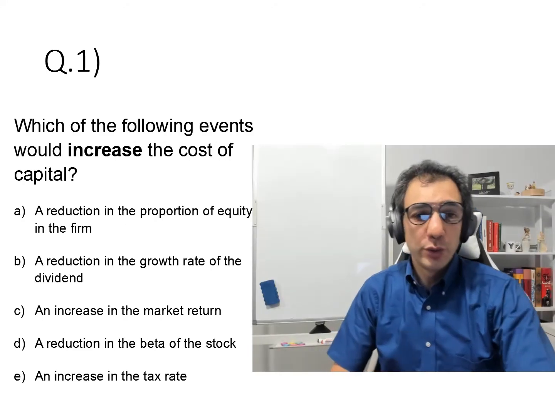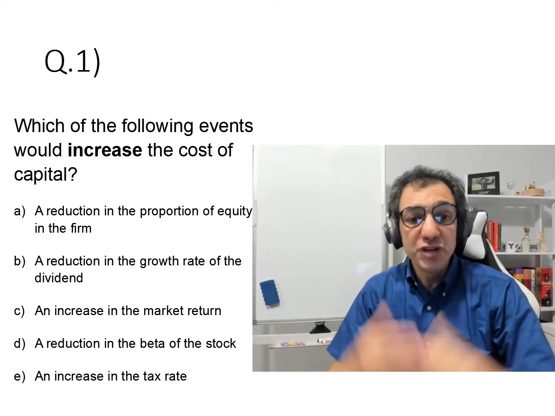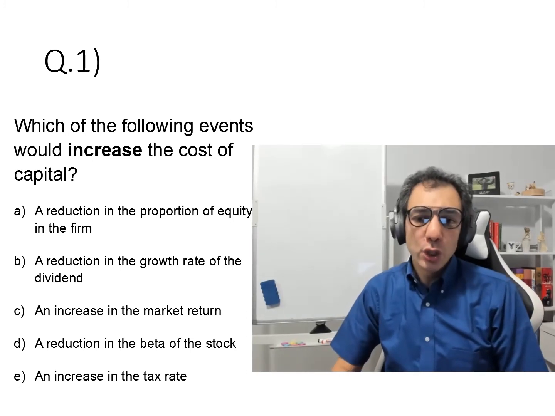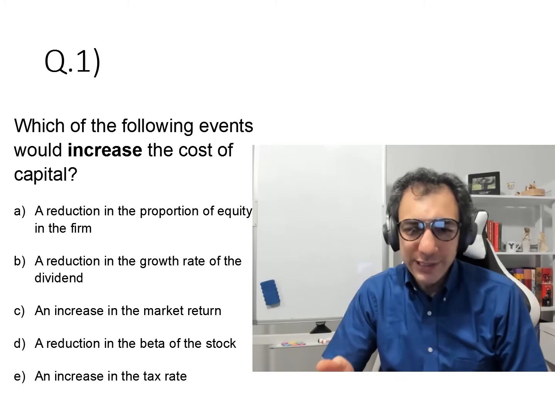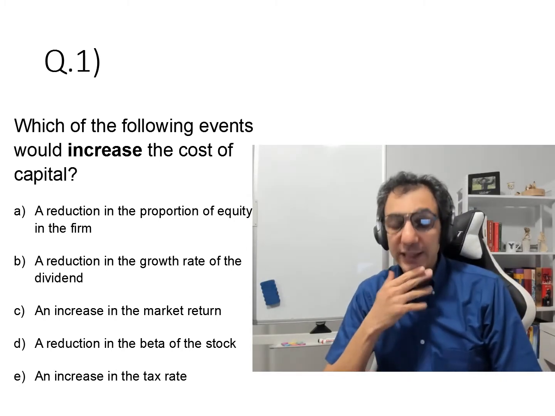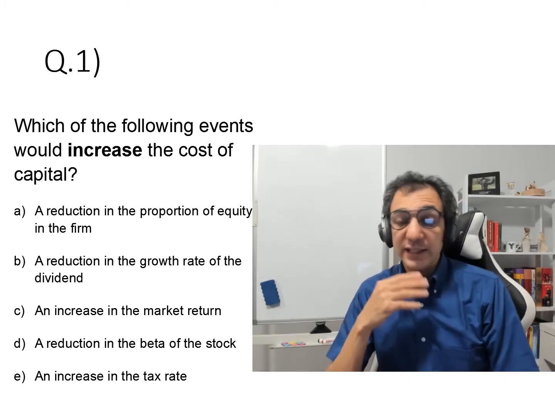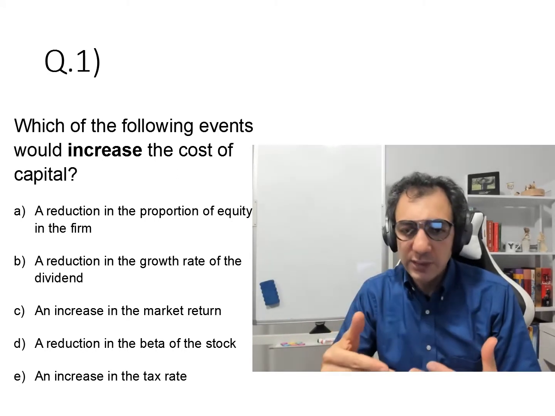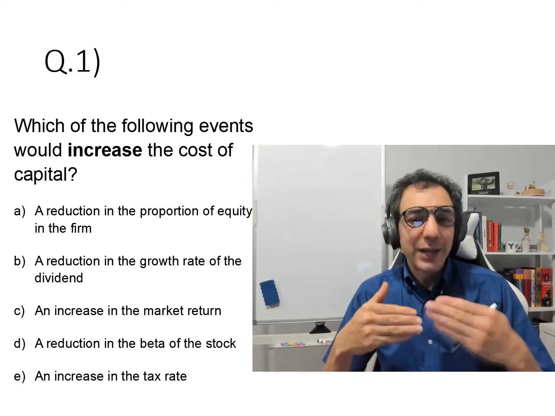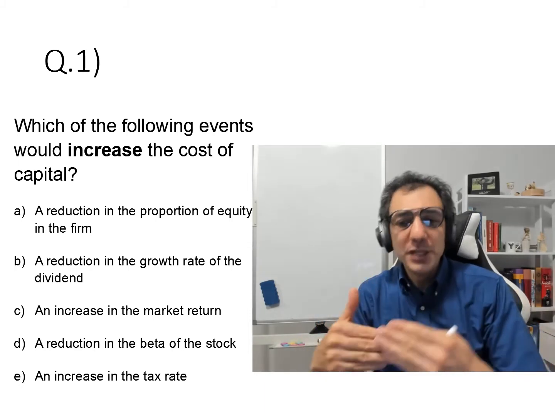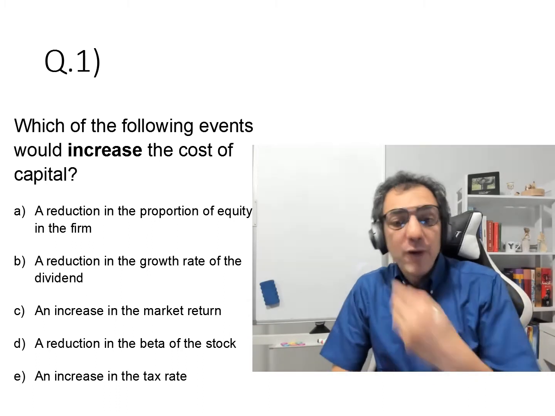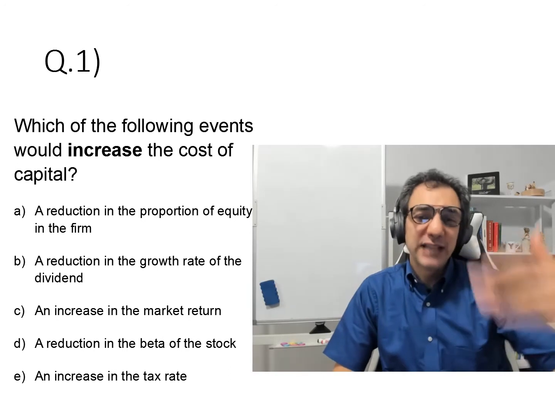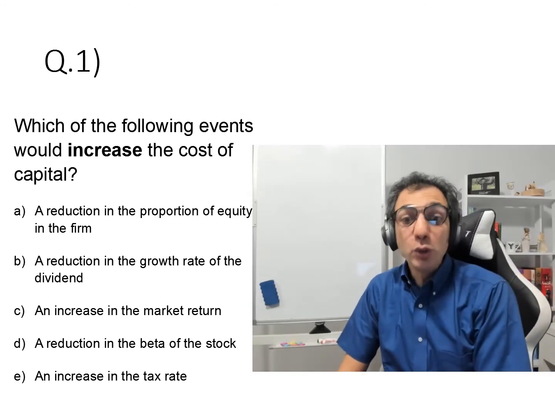First question: which of the following events would increase the cost of capital? A, a reduction in the proportion of equity in the firm. We learned that when the equity is going down, it means you are financing more from debt. Now, if we assume the cost of debt itself is fixed, so it's not changing, for example, if you need $500,000 or $1 million, you can still get the same interest rate, but you can save higher taxes with higher debt. It means your after-tax cost of debt will be lower in this case.